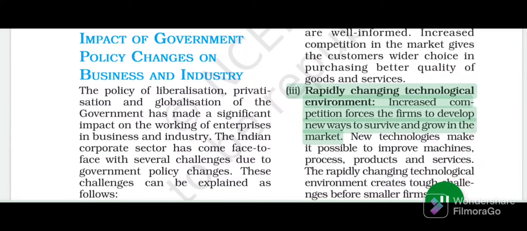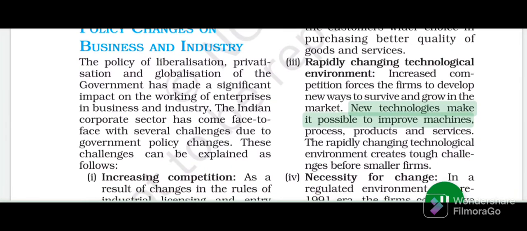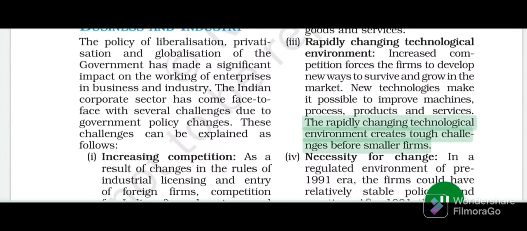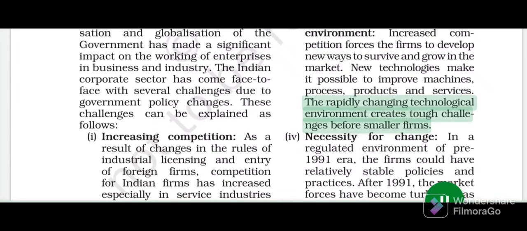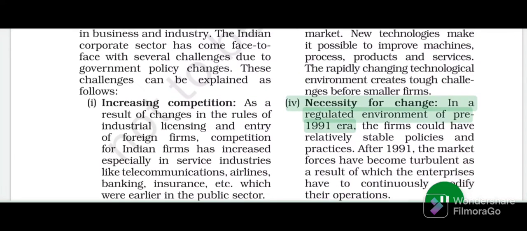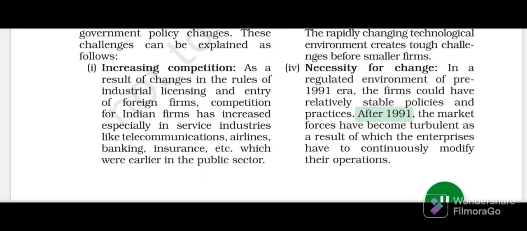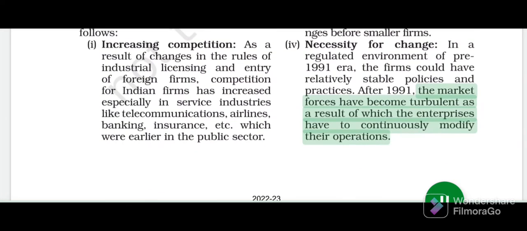Rapidly changing technological environment. Increased competition forces the firms to develop new ways to survive and grow in the market. New technologies make it possible to improve machines, processes, products and services. The rapidly changing technological environment creates tough challenges before smaller firms. Weak necessity for change. In a regulated environment of the pre-1991 era, the firms could have relatively stable policies and practices. After 1991, the market forces have become turbulent, as a result of which the enterprises have to continuously modify their operations.